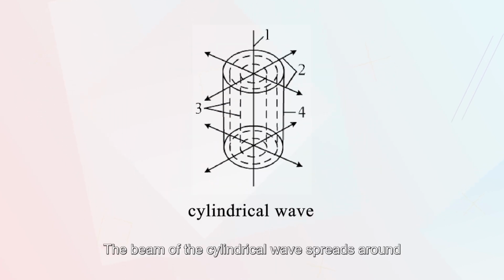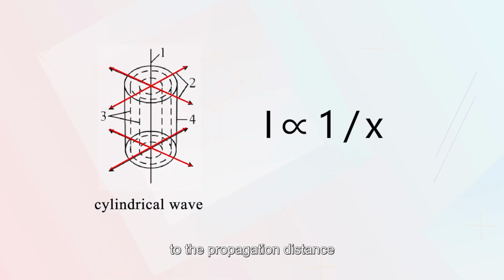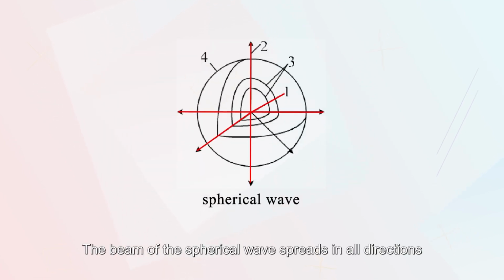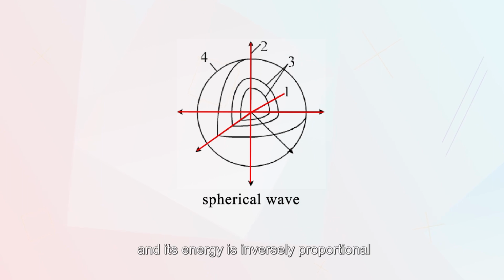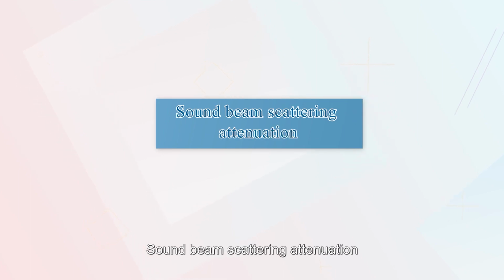The beam of the cylindrical wave spreads around, and its energy is inversely proportional to the propagation distance, that is, I ∝ 1/x. The beam of the spherical wave spreads in all directions, and its energy is inversely proportional to the square of the propagation distance, that is, I ∝ 1/x². 2. Sound beam scattering attenuation.